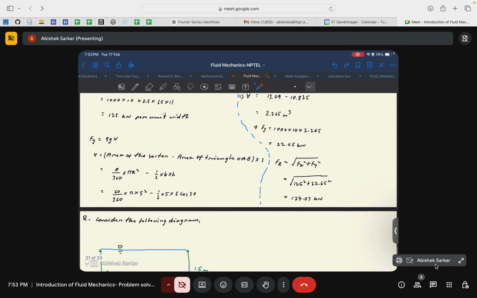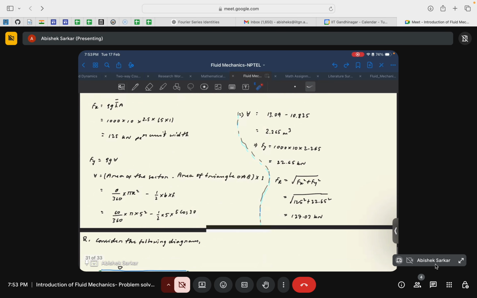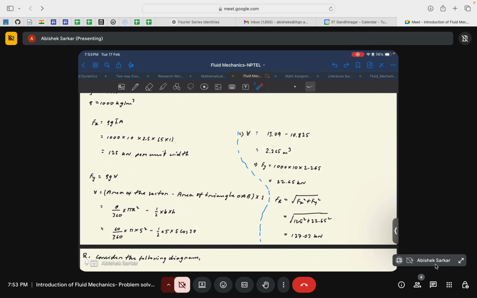So if you do that, you will get V as 13.09 minus 10.825, or 2.265 meter cube. And we are also considering 1 here per unit width. So the volume is 2.265 meter cube. Then Fy would be rho g times volume. So rho is 1000, g is again 10, asked to be taken explicitly in this case, and V is 2.265, so Fy is 22.65 kN.